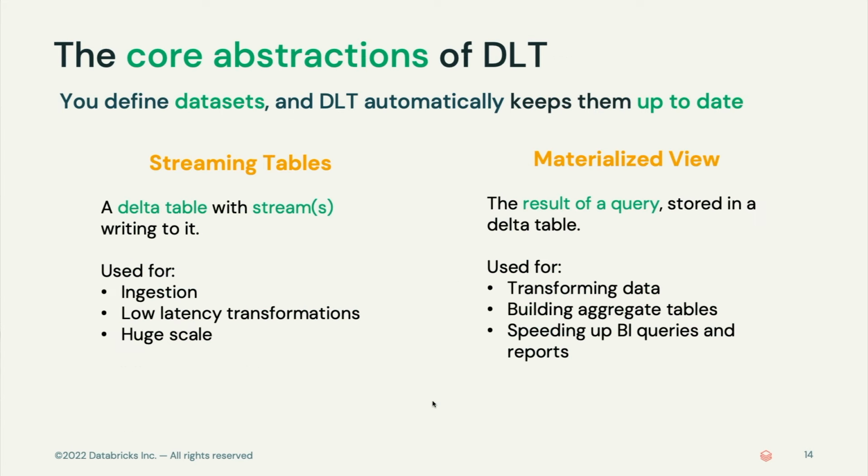Now, DLT has two core abstractions, and I'm going to be talking about these for the next 90 minutes. The two core abstractions are two different types of data sets. You define these, and DLT keeps them up to date. The first abstraction is called a streaming table. A streaming table is a Delta table, and it behaves just like a Delta table in many ways. And the only difference is it has a stream writing to it.